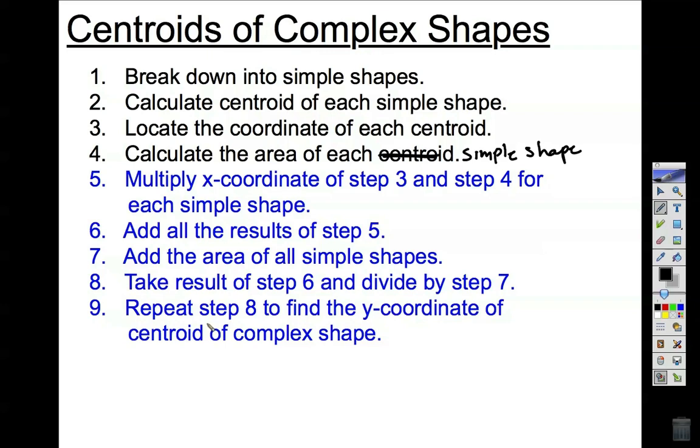Step 9, we do the same thing, but instead of using the x, we are going to use the y numbers for step 5. And then we have our y coordinate for the complex shape once we follow through with 5, 6, 7, and 8. With this one, there are possible negative areas or removable areas. That means that I cut a shape off of the area, and I'm going to show that in the example we're about to do.